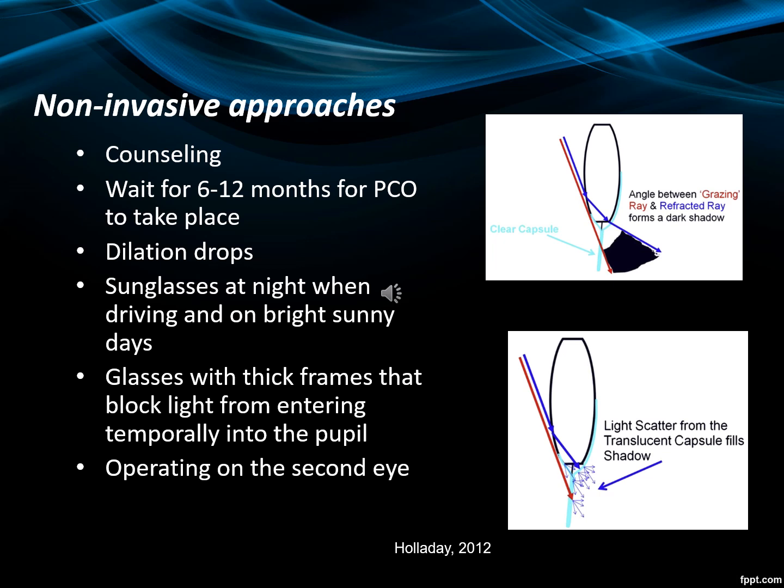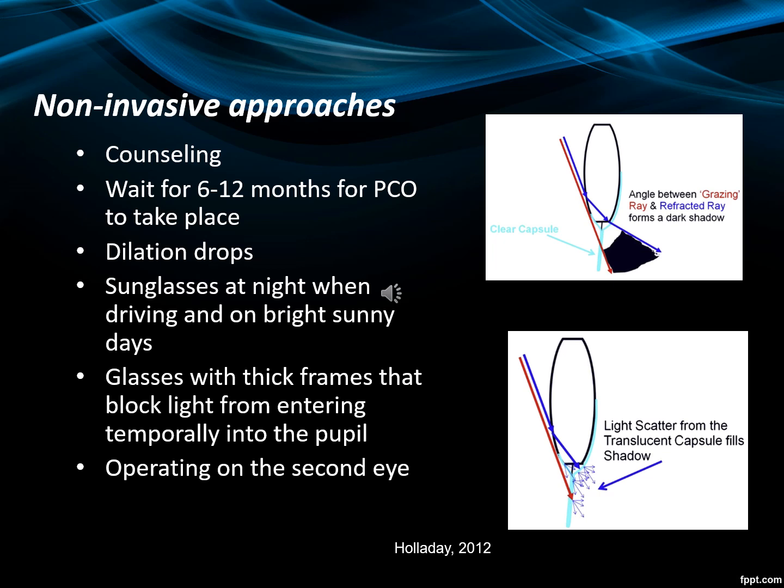Some people have used dilating drops to dilate the pupil and therefore make the shadow less noticeable. And there are some recommendations that using sunglasses might cut down on some of the shadowing. Some people have recommended wearing glasses with thick frames, and that blocks the light from the side entering into the pupil and therefore decreases the amount of light scatter.